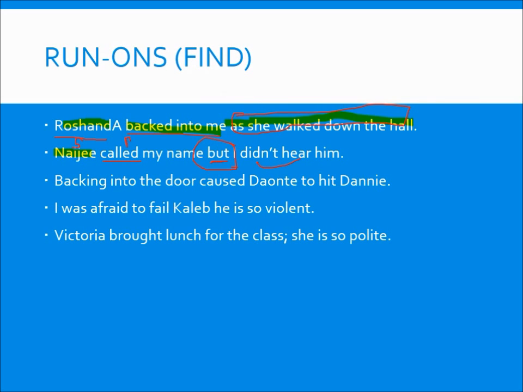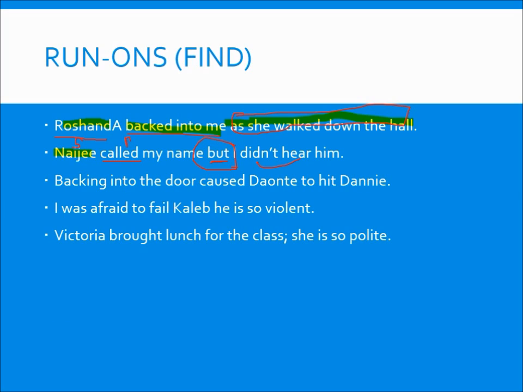Now, let's see, can we find some run-ons here? I want you to take a few minutes here to pause this recording and see if you can find the run-ons in this sentence. Okay, let's see how well you've done here. We're going to change to the pen. Roshonda backed into me as she walked down the hall.